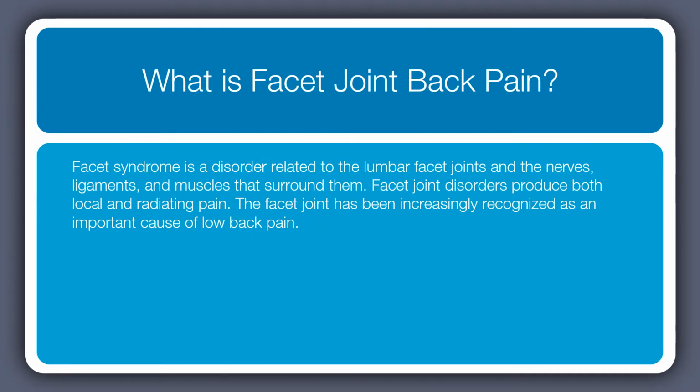So facet joint related back pain, often called facet joint syndrome or facet joint disorder, often takes place in the lumbar spine. And it's when the joint and the corresponding nerves and ligaments and muscles are not working properly, and that causes pain either right at the joint, or sometimes it can refer into the butt or even down the leg.